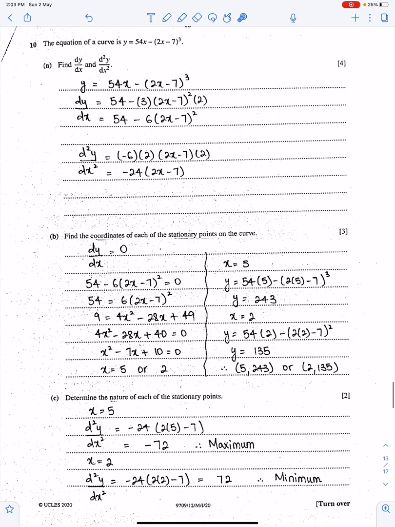Determine the nature of each of these stationary points. For that, we need to use the second derivative, and we need to observe the sign of the second derivative at these two particular values of x. At x equals 5, the second derivative is negative, so this point (5, 243) is a maximum. And at x equals 2, the second derivative is positive, so this point (2, 135) is a minimum.